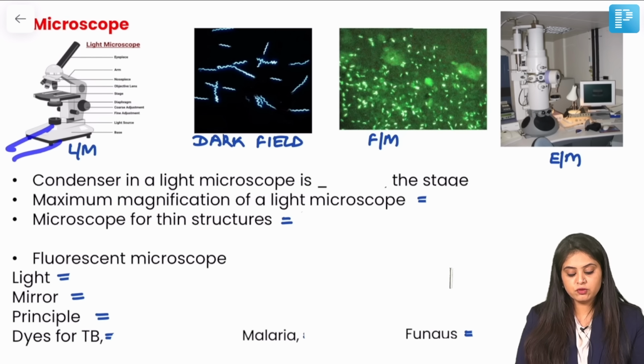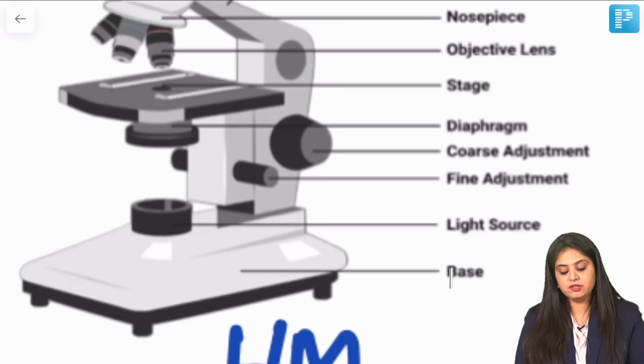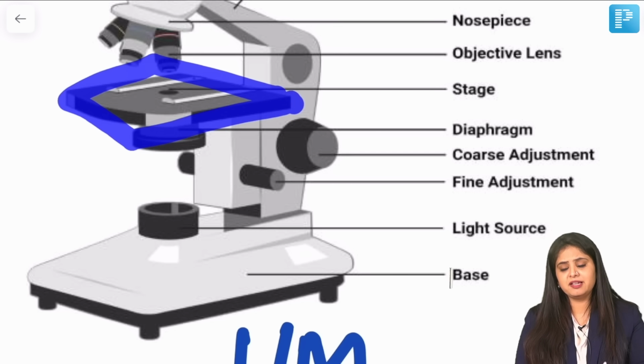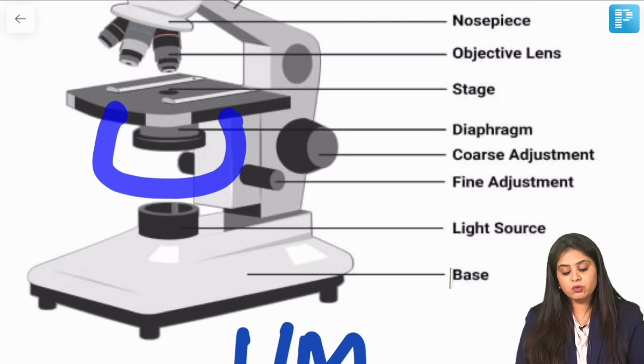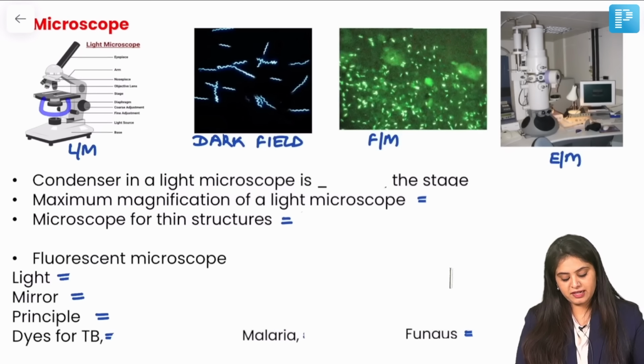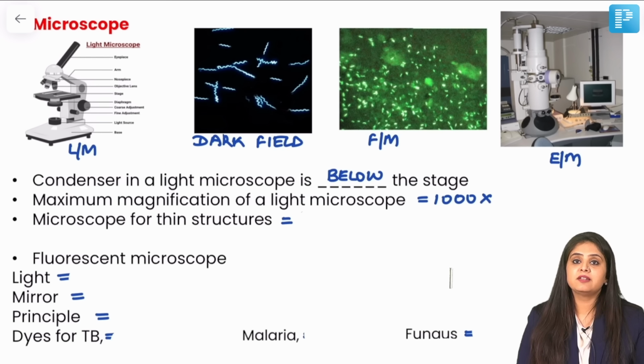Starting with light microscope, if they ask you where is the condenser present, you know over here, one last time before the exam you revise, this is the stage, and below the stage you have a condenser. So that's the exact location of a condenser. The maximum magnification that this microscope can give is 1000x.